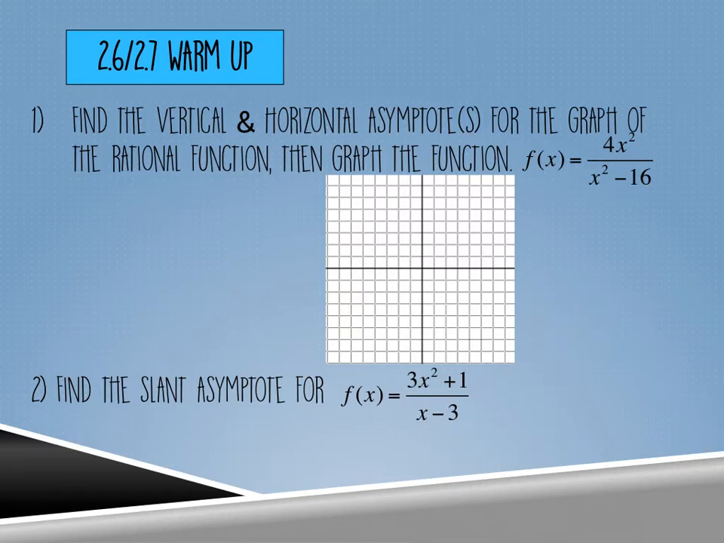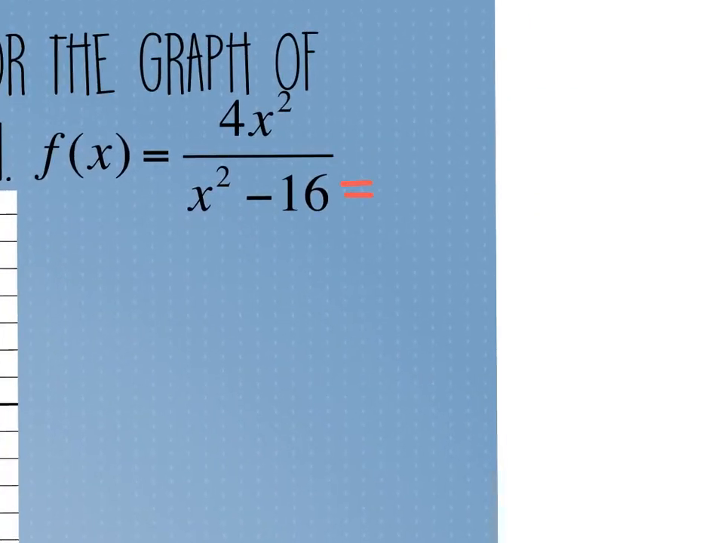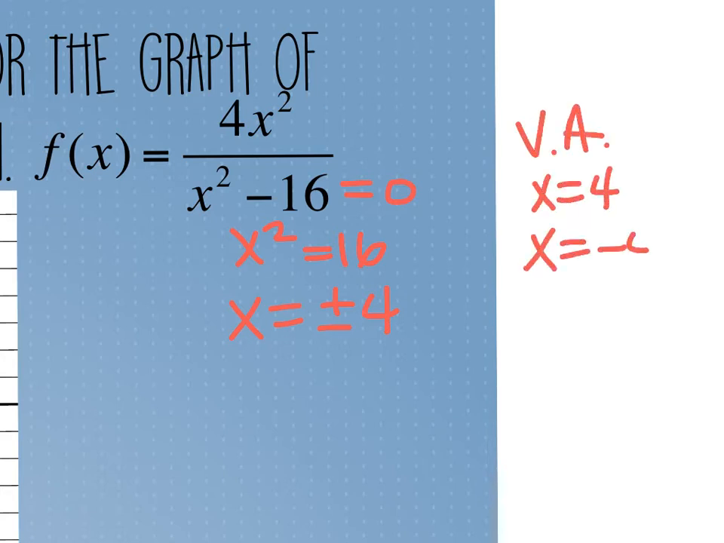All right, so I'm going to go in order of what it asks. The first thing is the vertical asymptote. So I would take my denominator and set it equal to 0. I'm going to get x squared equals 16, and x would equal plus and minus 4. So my 2 vertical asymptotes occur at x equals 4 and x equals negative 4.